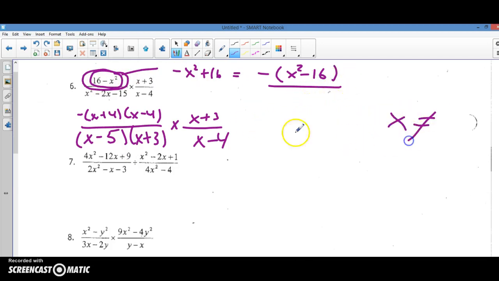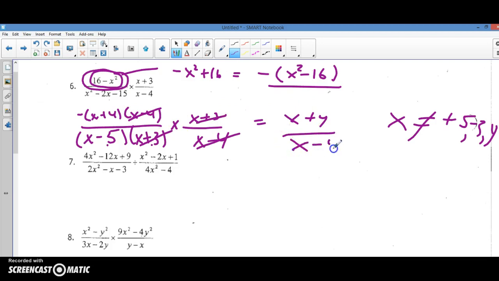My x non-permissible values are plus 5, minus 3, and plus 4. And I look, can I cancel out? Sure. That cancels out with that. That cancels out with that. And I'm left with just x plus 4 over x minus 5. And the whole thing is negative. Put the negative anywhere you want.